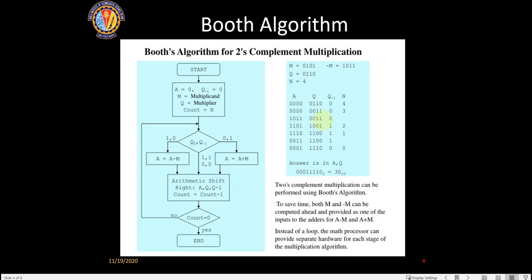Once you have done that, again you shift it. Now while shifting, instead of pushing in a 0 here, we'll be pushing in a 1 here from the right hand side, because this is already a 1.